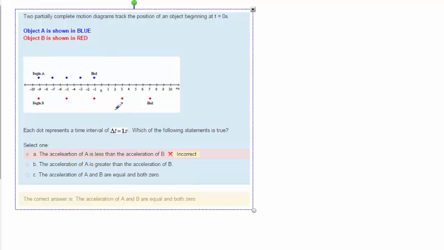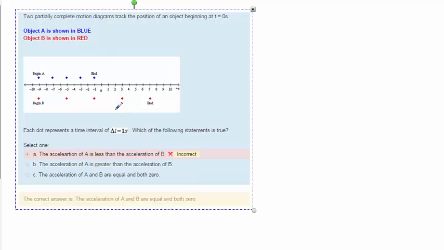Not quite. You're confusing speed and acceleration. Speed is the amount of distance you cover in an interval of time, but acceleration is the amount of velocity you change in an interval of time. And if you look at these two pictures, both of them represent constant velocity motion. The velocity is not changing in A, and the velocity is not changing in B.